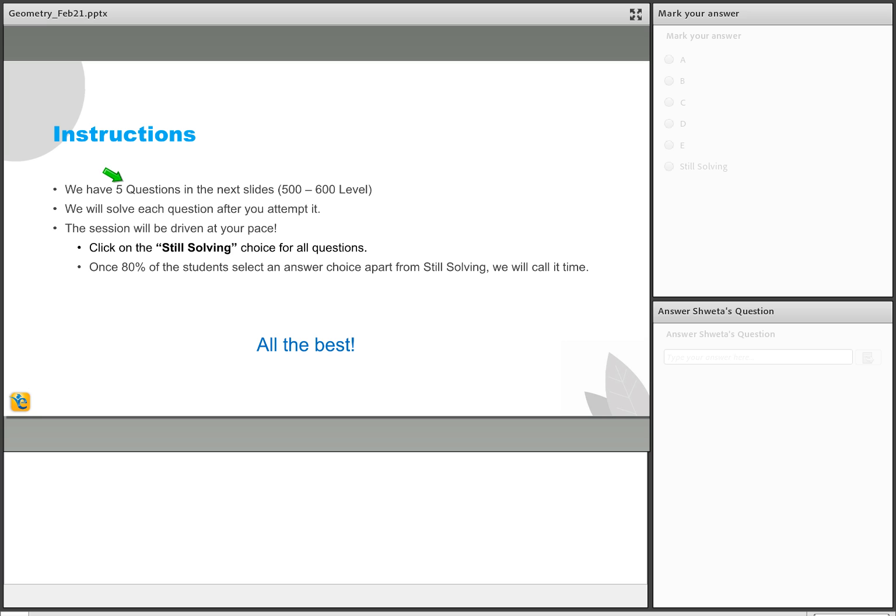Again, you have 5 questions, and each question after you attempt them, same rules, you will still be selecting still solving. I will open the poll here, and please mark still solving to tell me that you're ready for this one. And then only will I show you the first question. Yes, okay, we have 68 votes.